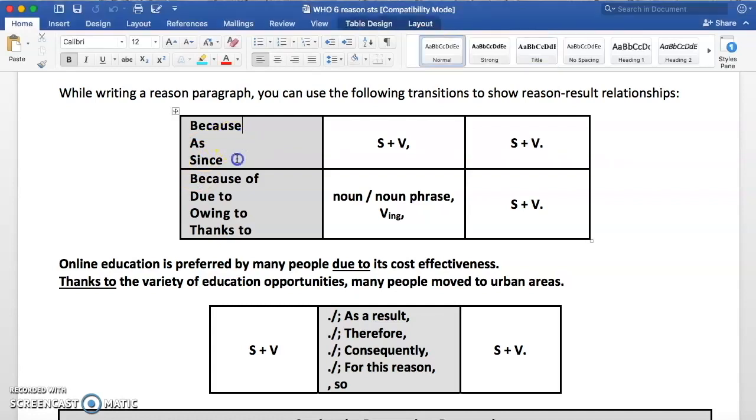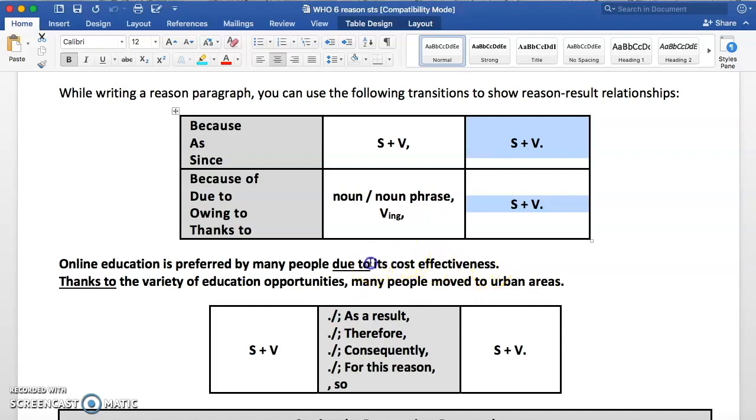You can use because, as, or since to link two full sentences like that. Or you can use because of, due to, owing to, thanks to, and then a noun or noun phrase or verb-ing, and then a full sentence. This part will focus on the reason, and this part will focus on the result. Let's look at the example here. Online education is preferred by many people due to its cost effectiveness.